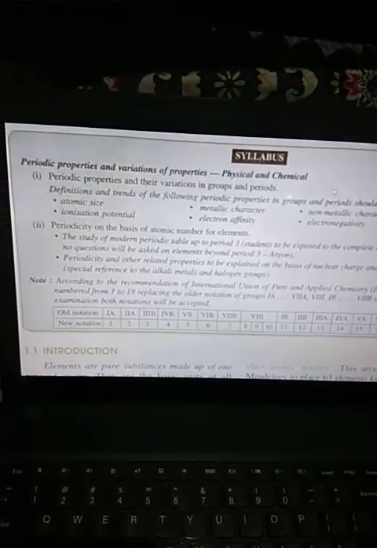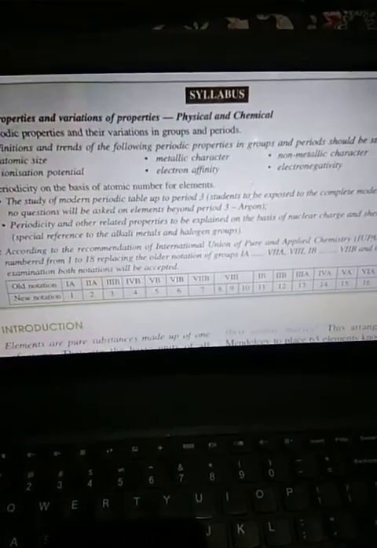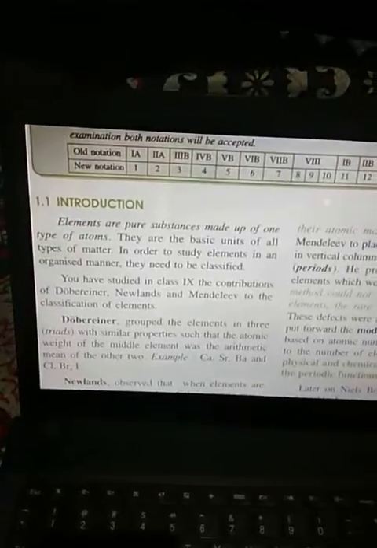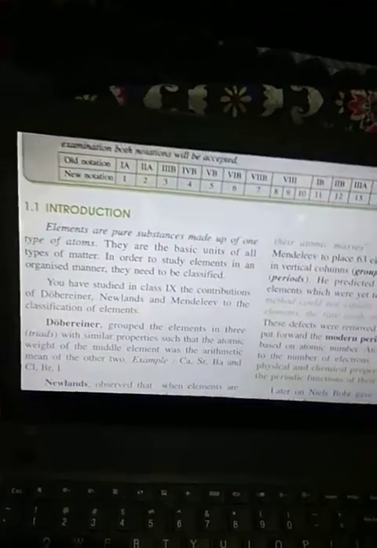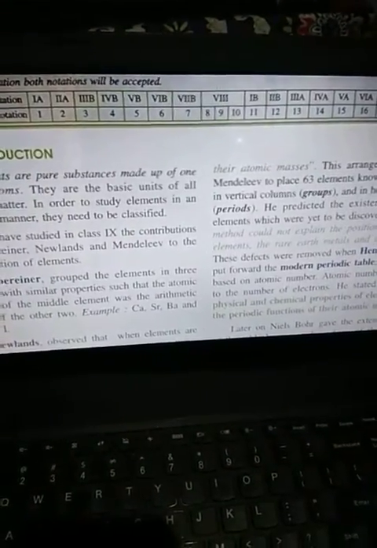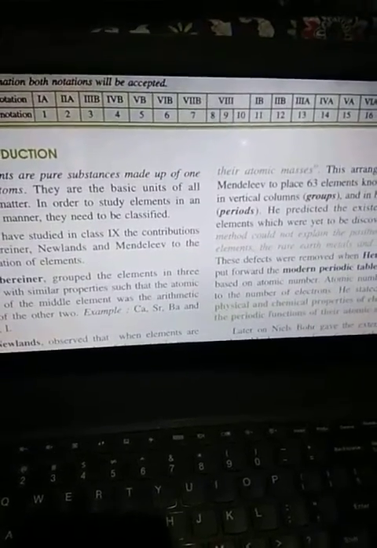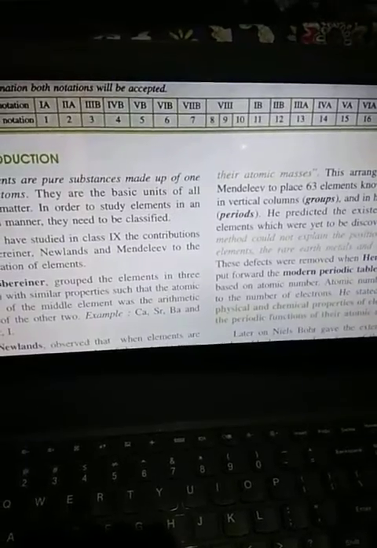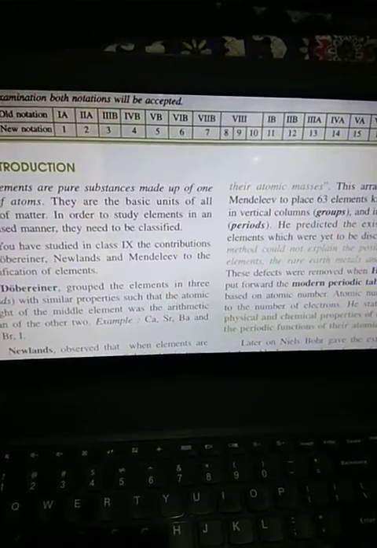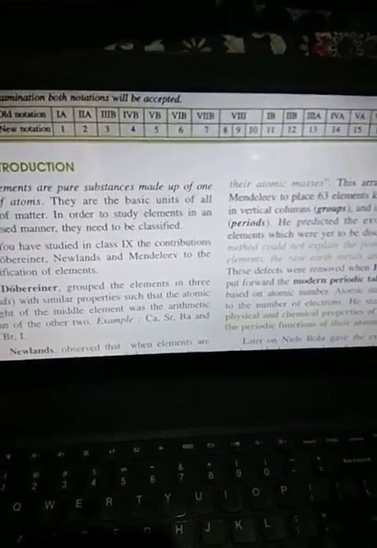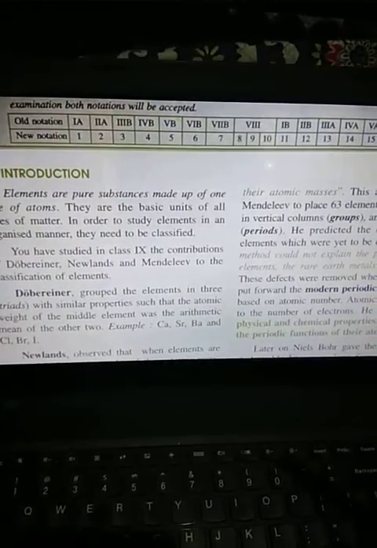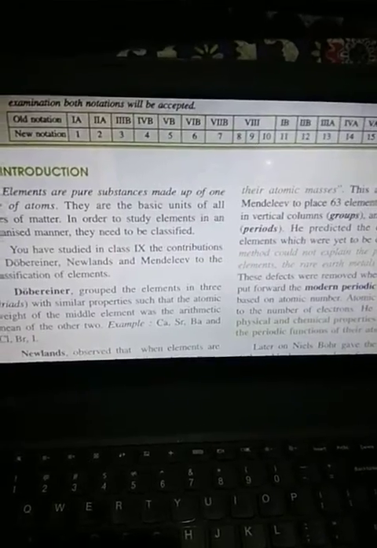Okay, so before we start, we know that elements are pure substances made up of atoms, and in order to study the elements in an organized manner, they have been classified based on their properties. And in the development of the periodic table, we have studied in class 9 four important laws.